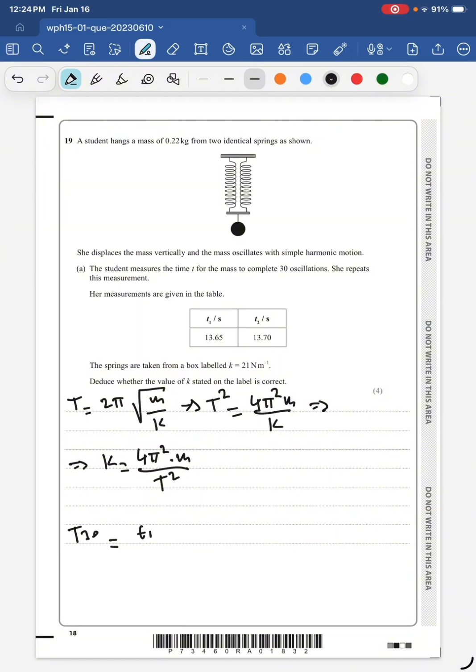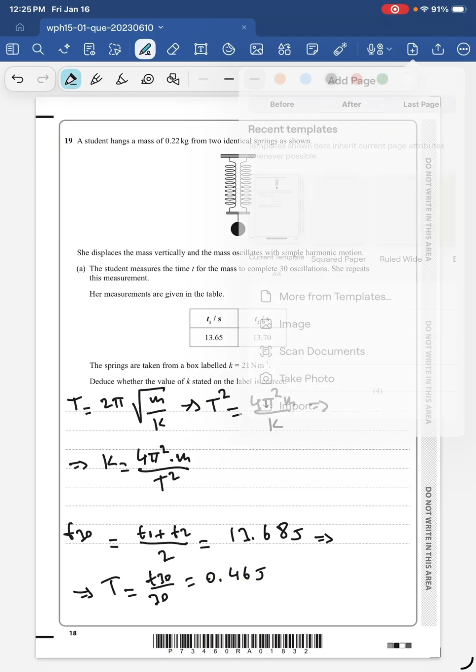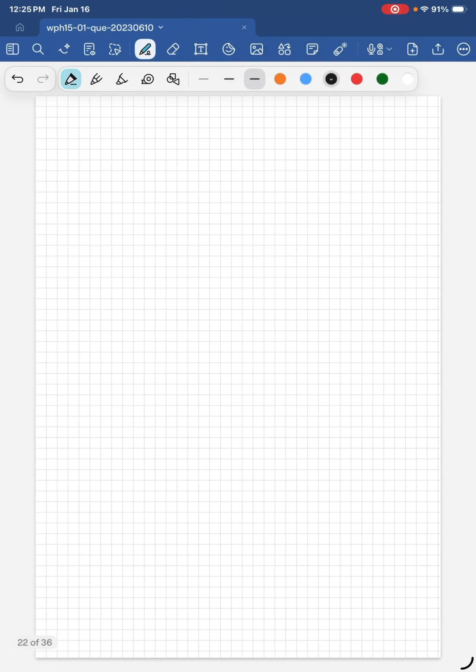T30 for 30 oscillations is T1 plus T2 over 2. Actually, let's name this T for 30 oscillations, and this is the average. I'm trying to find the average, which is 13.68 seconds. Therefore, the period is T30 over 30, right? So 0.46 seconds. Let's move to a clean page.